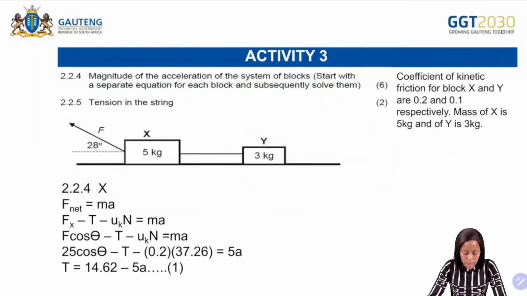Next one says, so we need to calculate the magnitude of the acceleration of the system of the blocks. And then it says start with a separate equation for each block and subsequently solve them. Okay. So again, if you want to calculate the magnitude of the acceleration, what is going to assist you? It's going to be the free body diagrams.